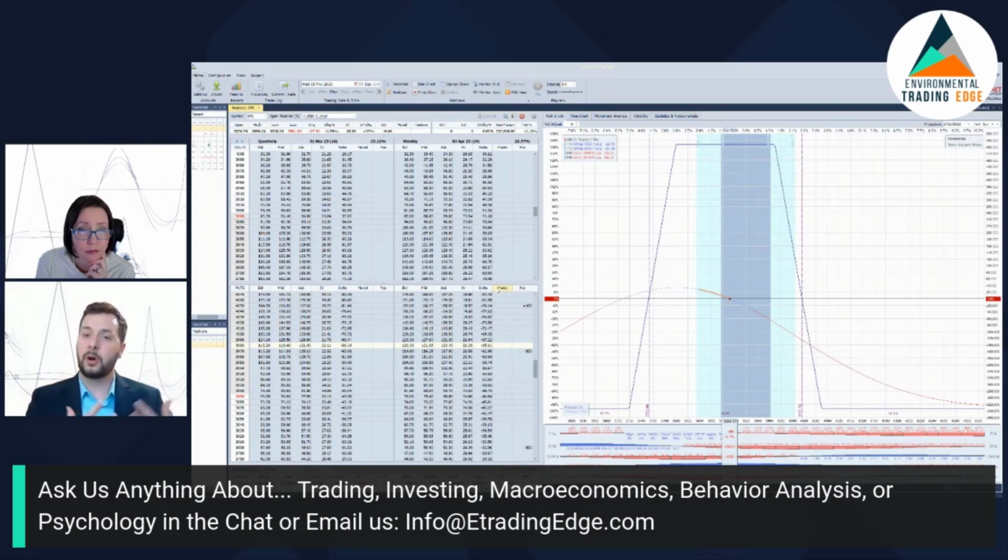Because there's what's called call and put parity, they'll normally match each other, where they basically affect. So let's kind of zoom into that.